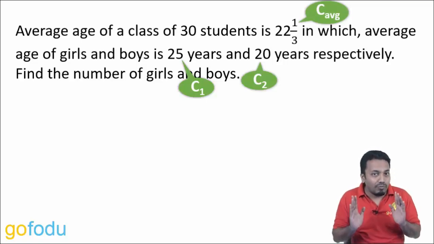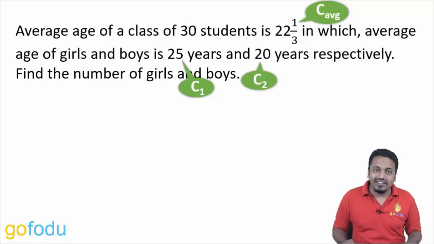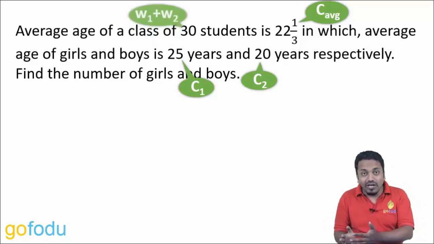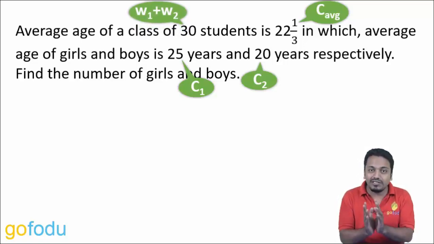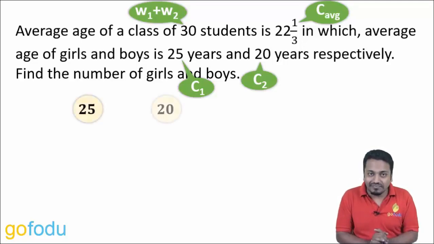We don't have number of boys and number of girls given to us. So W1 and W2 are unknown. But there are total 30 students. So W1 plus W2 is 30. W1 plus W2 will be total students, number of girls plus number of boys. That is 30. Now apply alligation.